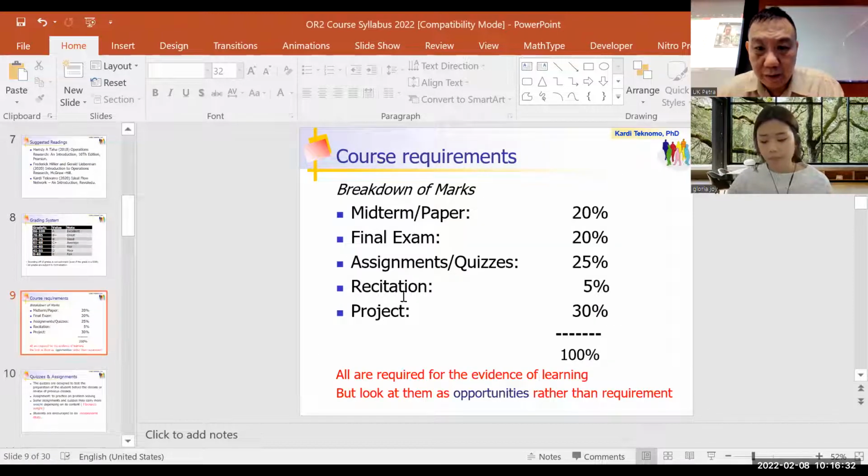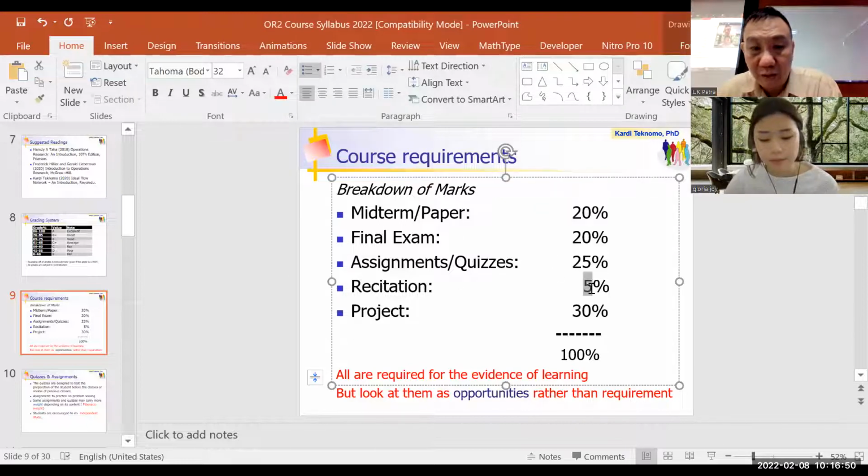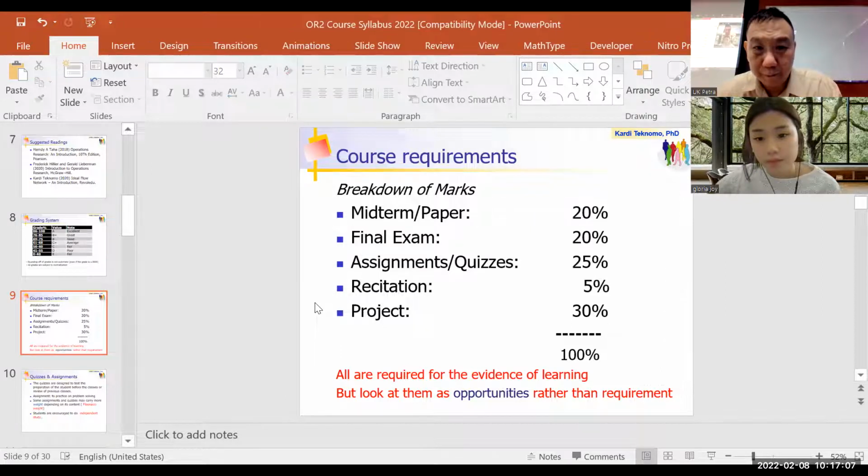Okay, and here it is. Midterm is 20%. The course requirement. The final exam is 20%. Assignment is basically 30%, right? That will include the 25 plus 5 of recitation, and then the project is 30%. Is that okay with you, or you want to change this? I'm okay with it. Okay. So is that correct? 20, 20, 30, 30. Okay, so 100%.